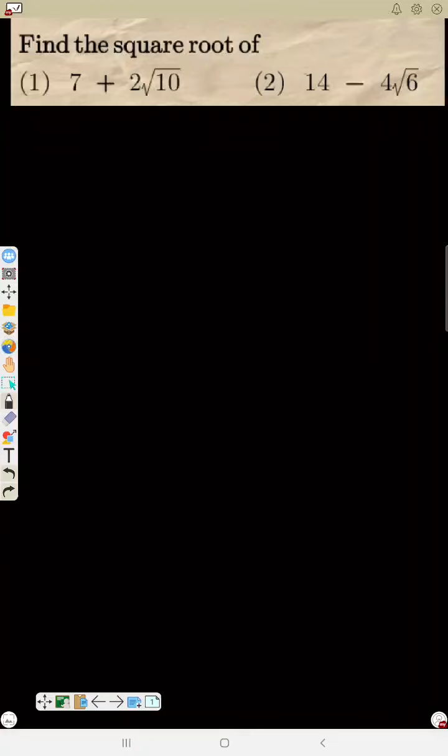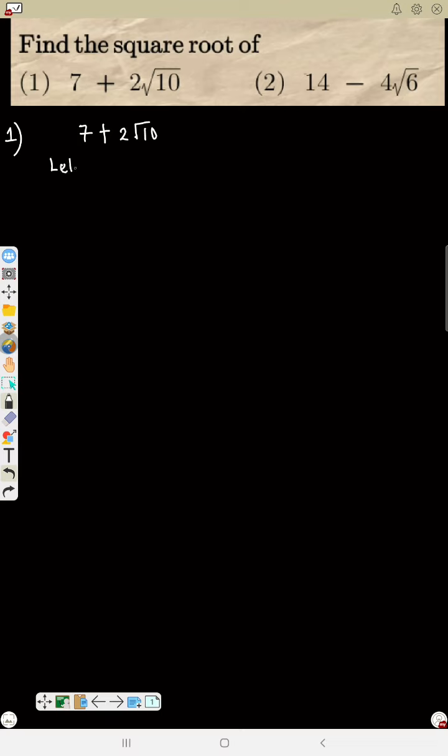Now let's find the square root of the surd below. Number 1, 7 plus 2 root 10. Now the technique we will use here is the normal way.